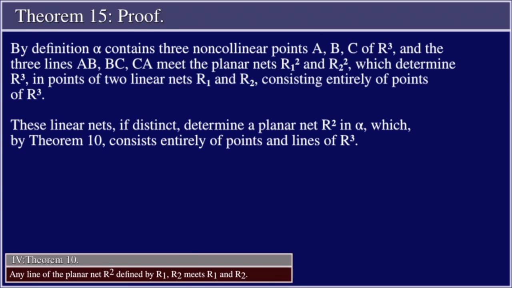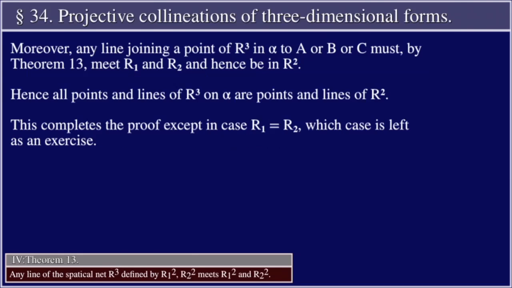These linear nets, if distinct, determine a planar net R squared of alpha, which by Theorem 10 consists entirely of points and lines of R cubed. Moreover, any line joining a point of R cubed in alpha to A or B or C must, by Theorem 13, meet R1 and R2, and hence be in R squared. Hence, all points and lines of R cubed on alpha are points and lines of R squared. This completes the proof, except in the case R1 equal to R2, which case is left as an exercise.